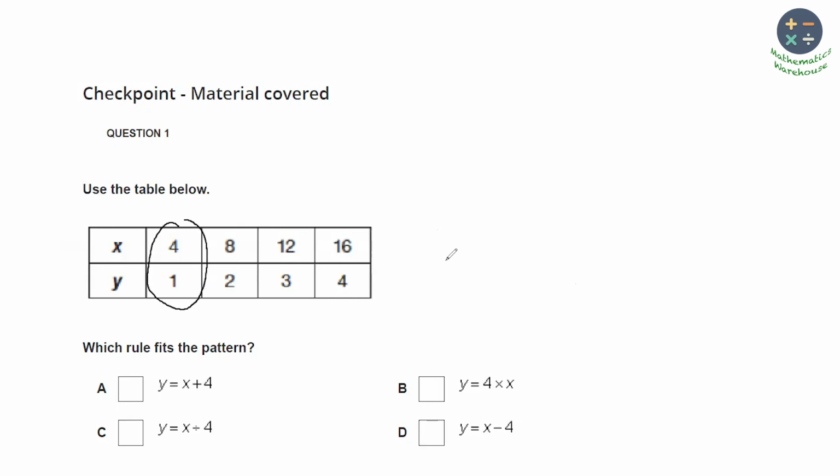4 and 1. Maybe we subtract 3 or divide by 4. Subtract: 8 minus 3 equals 5, but this is not 2. Divide by 4: 8 divided by 4 equals 2, 12 divided by 4 equals 3, 16 divided by 4 equals 4. So the relation here is y equals x divided by 4. So we can choose C.